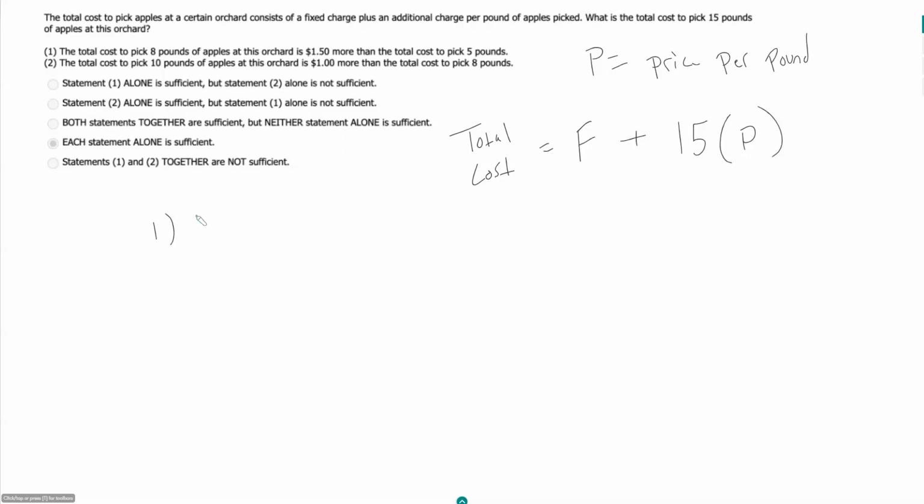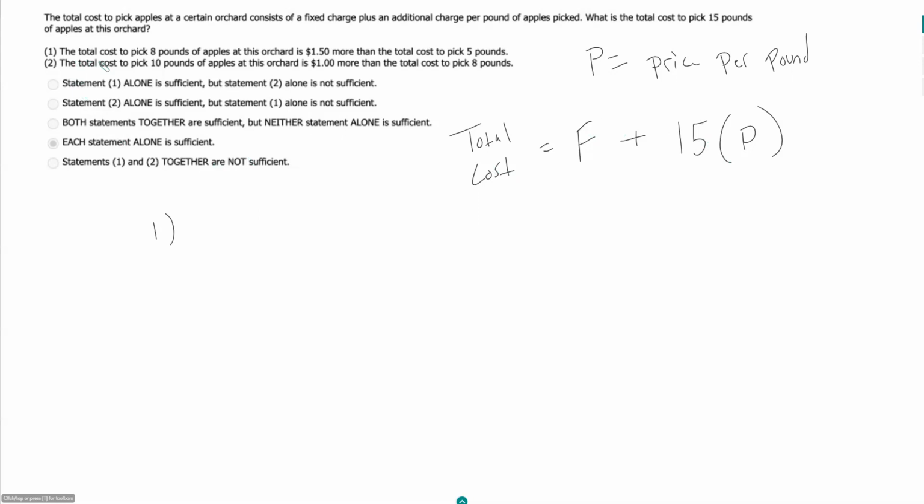So if we want to find the total cost, we've got to try and either find F and P, our fixed cost and our price per pound, or come up with some sort of equation to give us F plus 15P. Those will both be sufficient.